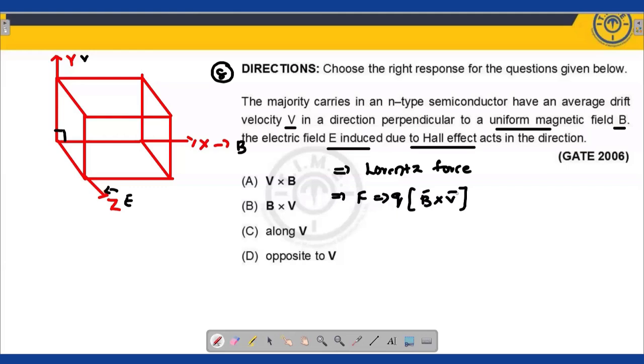So what happens? For the electric field, F is equal to Q into E. So here the E value is equal to B cross V. So the option is B, my dear friends. The option itself is B.